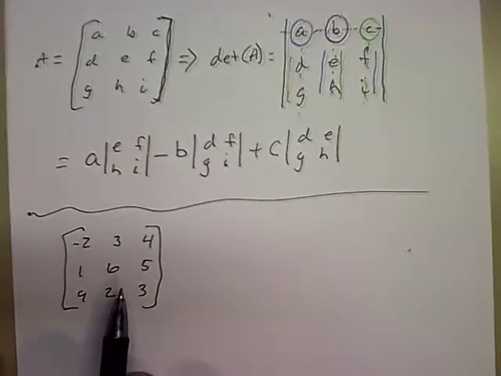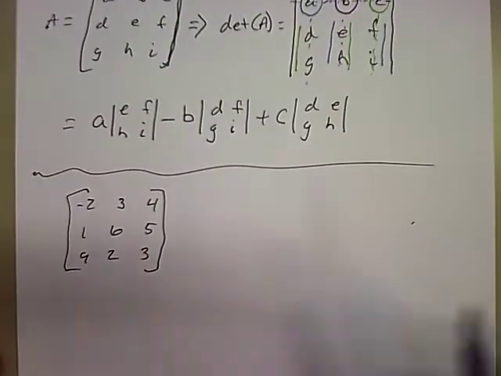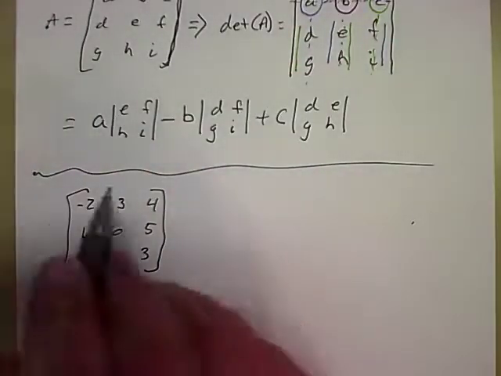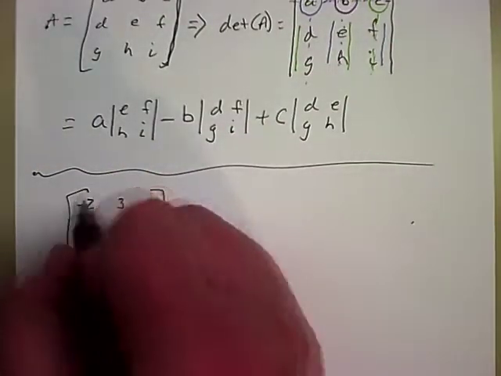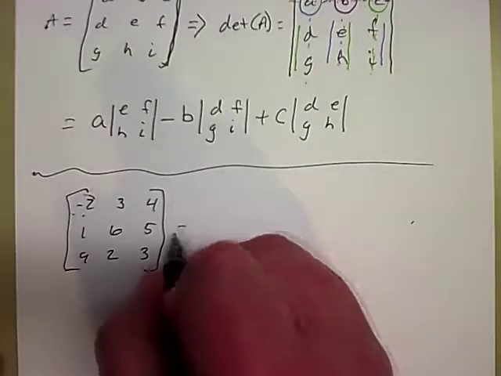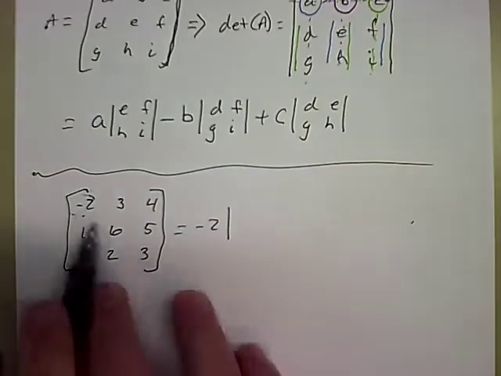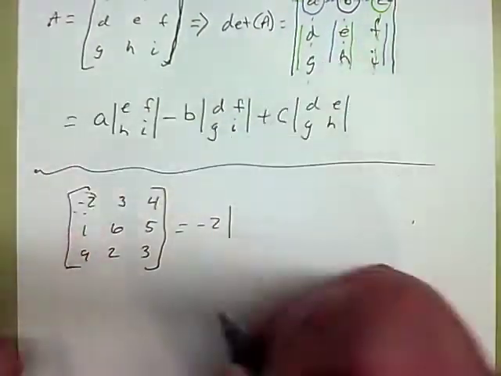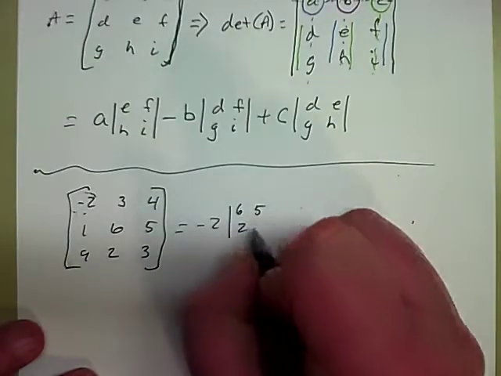All right, so we want to find the determinant of this matrix, and we're going to follow this pattern here. I'm going to take the first spot, same sign, so I get -2 times the determinant. Take this row and this column out: 6, 5, 2, and 3.